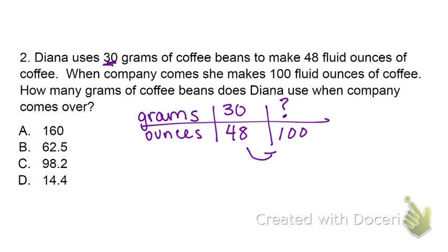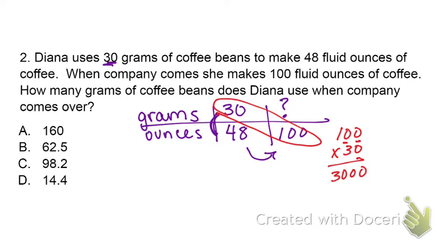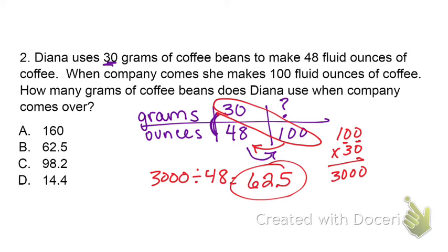So I do not see a nice pretty scale factor across here. I mean, I could divide by 2, but it's not going to do a lot for me. And I do not see a scale factor here. So what I'm going to do is cross multiply and divide. All right, so when I cross multiply and divide, 30 times 100 would be 3,000. What I could do is look at how many zeros are there, right? 3,000, but then I'm going to divide by the one that's left over. So 3,000 divided by 48 is going to give me 62.5. She would use 62.5 grams of coffee.